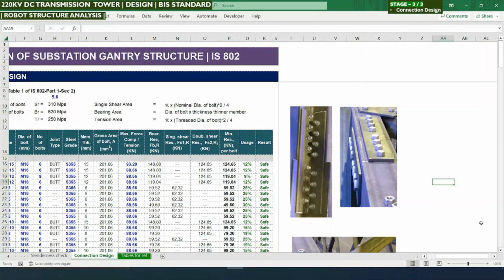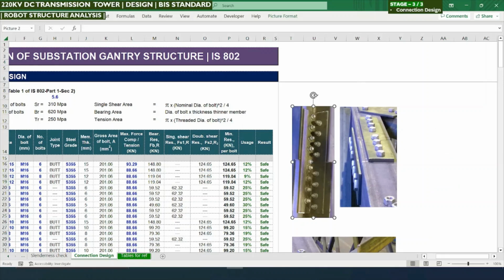For better understanding of the connections, there are some pictures or photos kept on the right hand side. The first two photos are for a splice connection between the main leg members. Here, in the left hand side picture, you can see one angle which is smaller than the other two main legs that are connecting, kept inside, whereas the bolts are staggered in the connection.